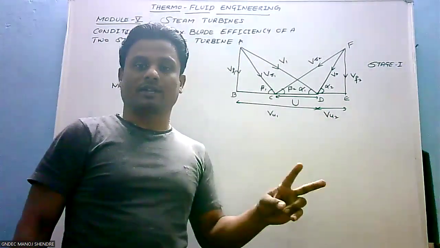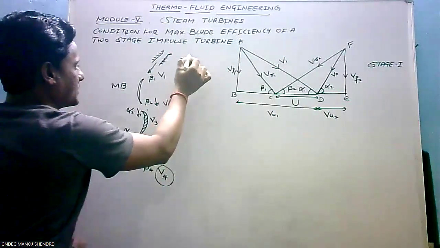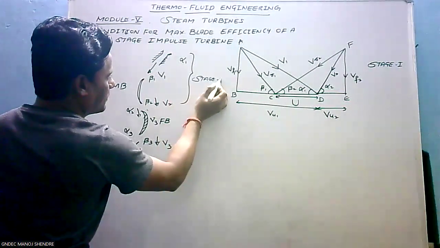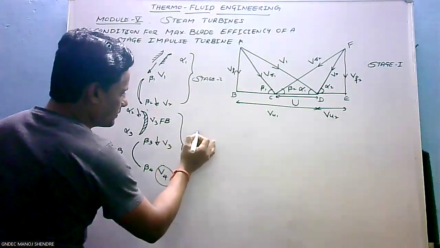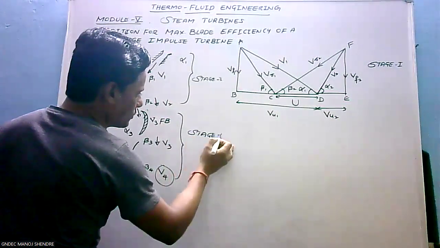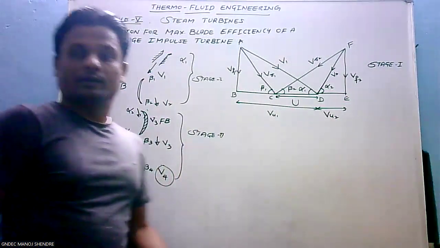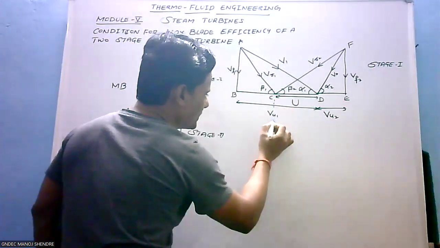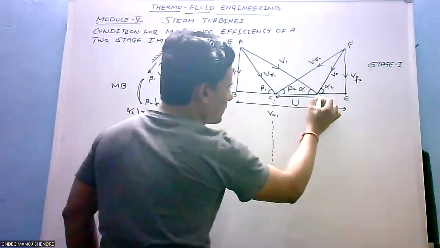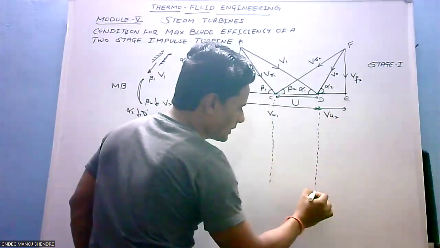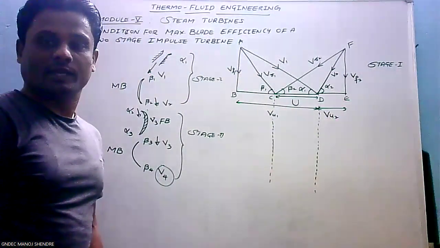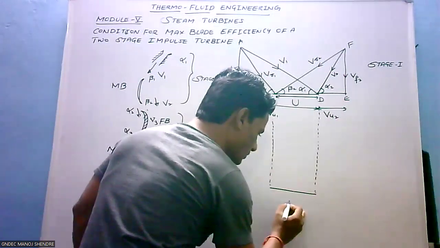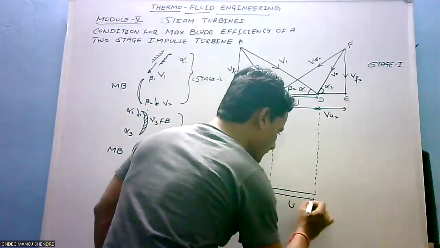Let's move further. How to draw the combined velocity triangle for stage number 2? This is the first stage. Let me write here, this is stage 1, and this is stage number 2. Now let us try to draw the combined velocity triangle for the second stage. Take a locus from point C and point D on your graph paper, and mark here the same. The magnitude of this vector is the same.